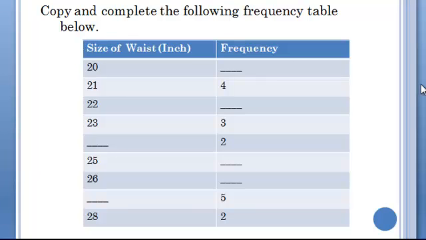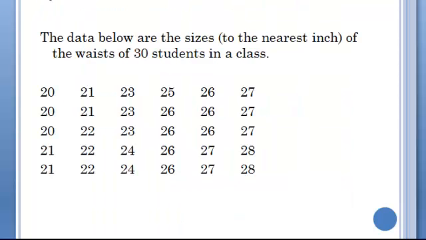So what we have in the table is the size in inch of the 30 students, and we have the frequency for each size of waist in this column. And they ask us to copy and complete it. Now, to copy and complete this table, we go back to the information that was given to us, and we note the frequency of each waist size. So the frequency is the amount of times that we see each waist size in the information.